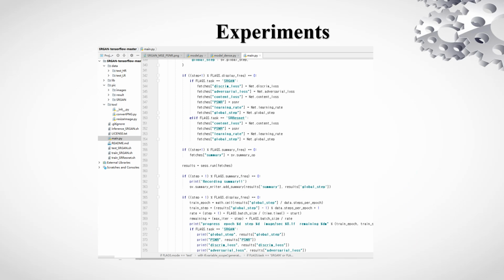Due to the time limit, I have not finished the whole experiment, but as a next step, I want to try to finish the experiment.